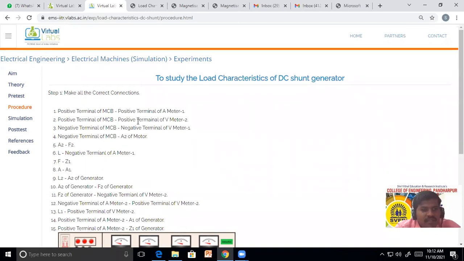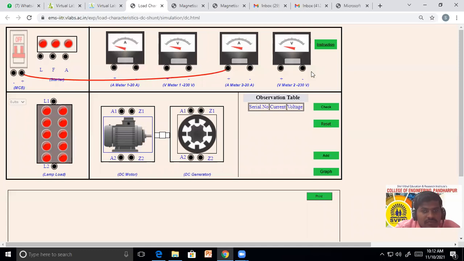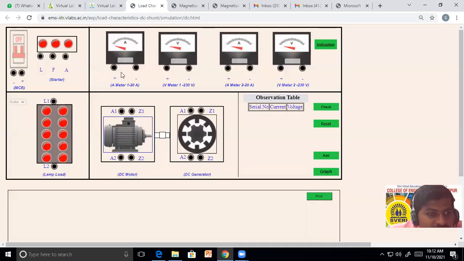Positive terminal of the MCB is connected to the positive terminal of voltmeter 2. This one is the positive terminal, and it is connected to the voltmeter to check the voltage. This one is ammeter 1, so this positive terminal is connected to ammeter 1. This positive terminal is connected to the voltmeter, and this negative is connected to the negative of the voltmeter.